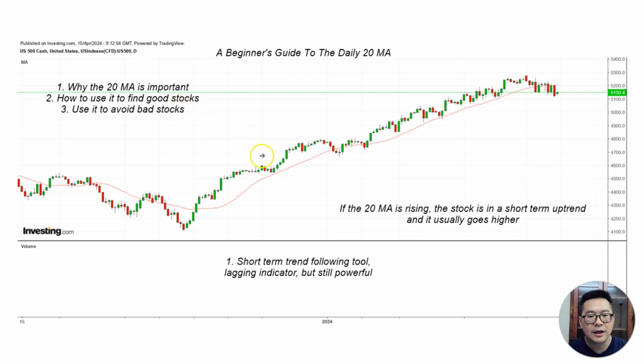Now, the 20 MA is a short-term trend following tool. It's a lagging indicator. That means sometimes price will go up first before it tends to go up. But it is still very powerful, as you can see. So if you are using a lagging indicator, it doesn't mean that you are at a disadvantage.